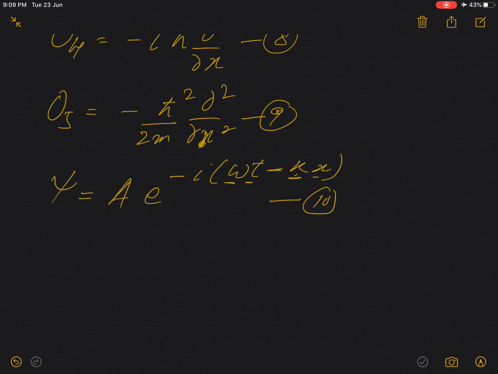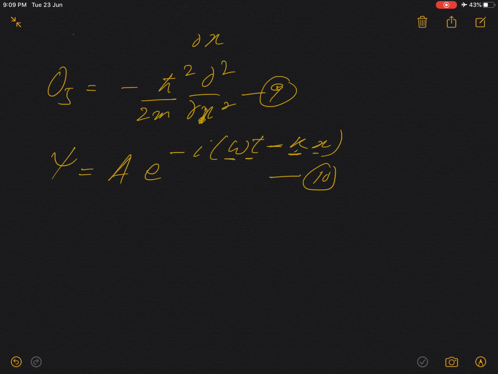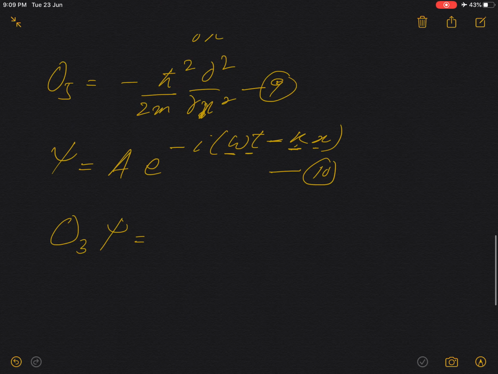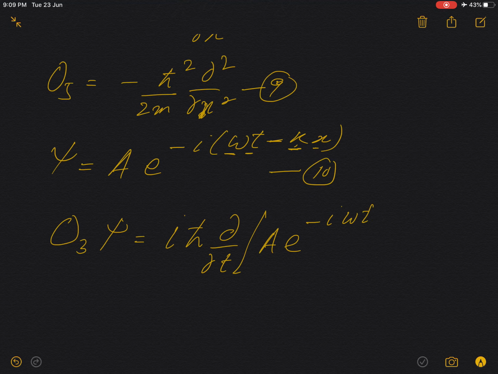Let's operate equation number 10 on O3, O4 and O5 and let's see what interesting results we get. So when I operate O3 on psi, exactly it is i h cross del by del t of A e raised to minus i (omega t minus kx). This derivative exactly gives me, it is with respect to time.